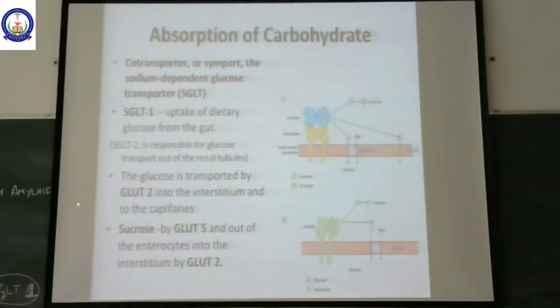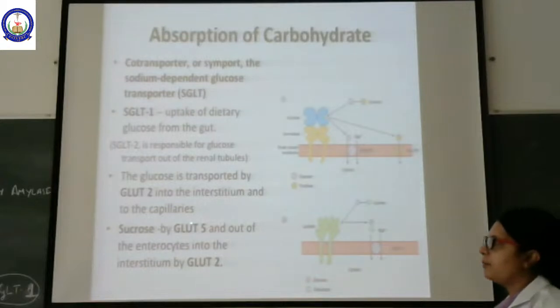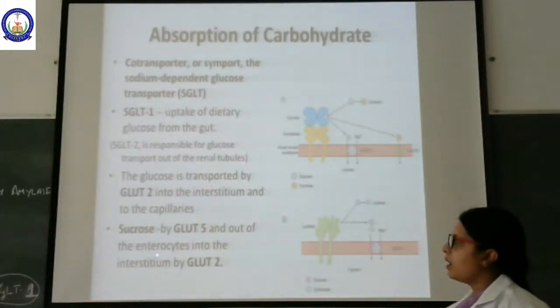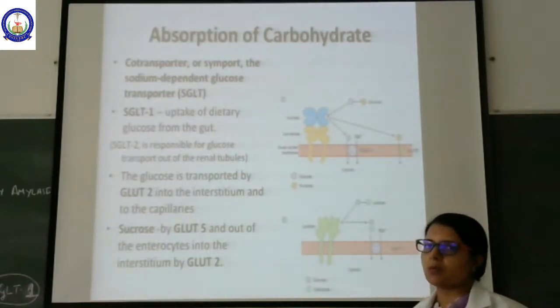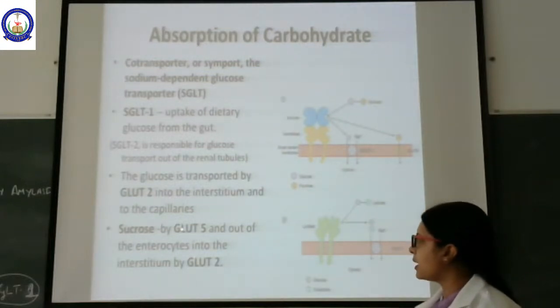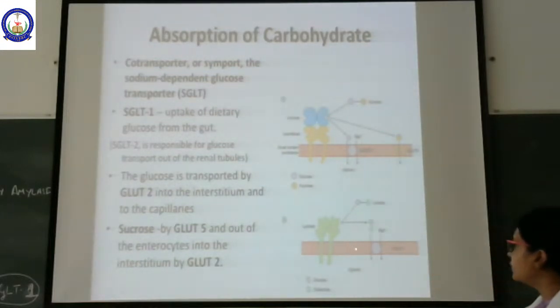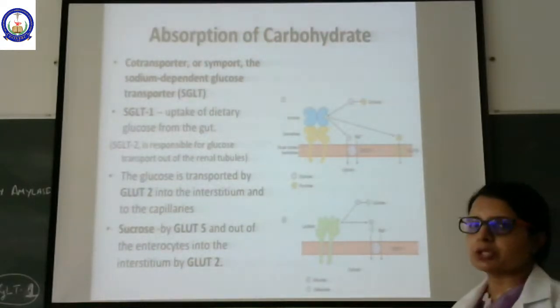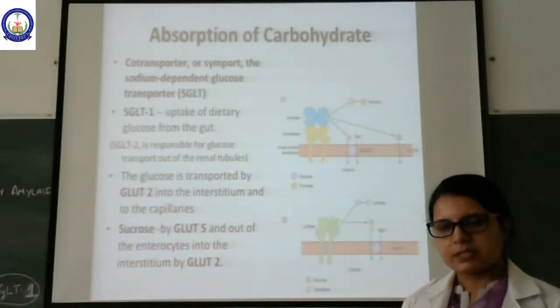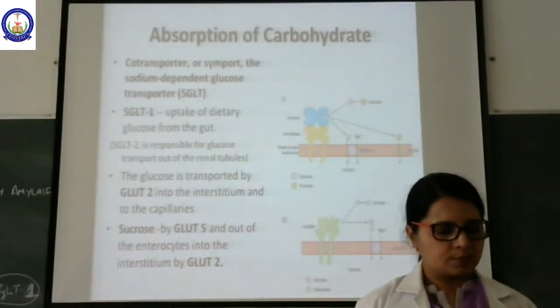Now come to sucrose. It is a disaccharide. Glucose is a monosaccharide. Sucrose is transported into the enterocytes by means of GLUT5 and out of the enterocytes into the interstitium by GLUT2. So this requires two special proteins. So you just remember the absorption of glucose and sucrose.